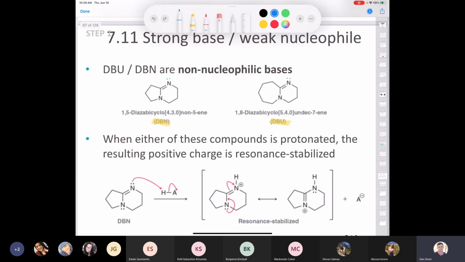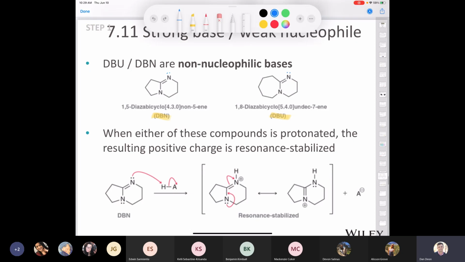But you can imagine that it's really hindered because you've got this big ring here and all of this here. So it's a very hindered base, and that's why it's non-nucleophilic. It makes a horrible nucleophile. Can you imagine this whole giant thing going in and attacking a little electrophilic center? It's not going to happen, but it can pluck off a proton. So they make great bases, but terrible nucleophiles, DBU and DBN.